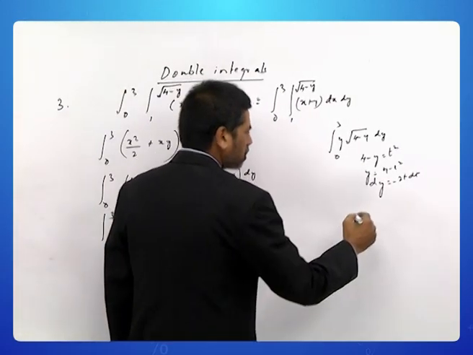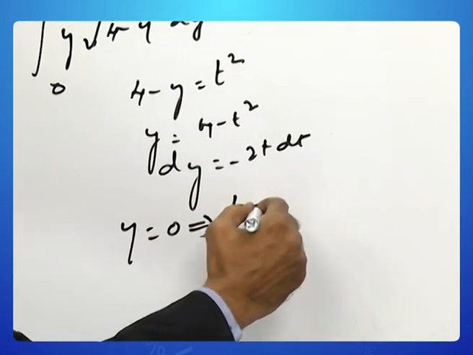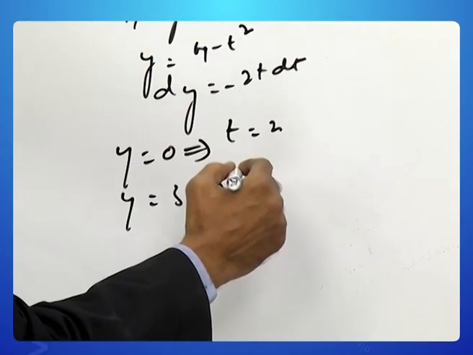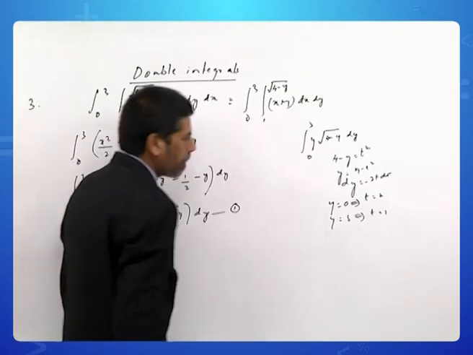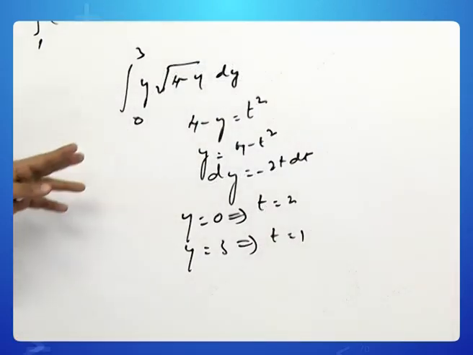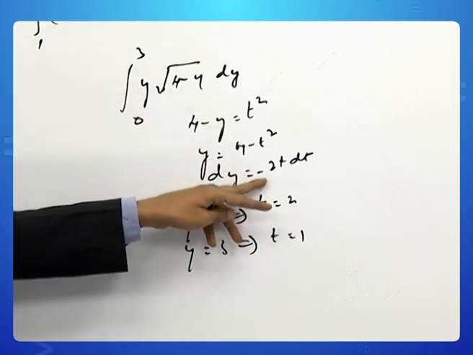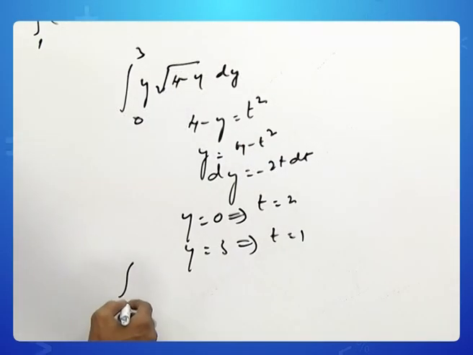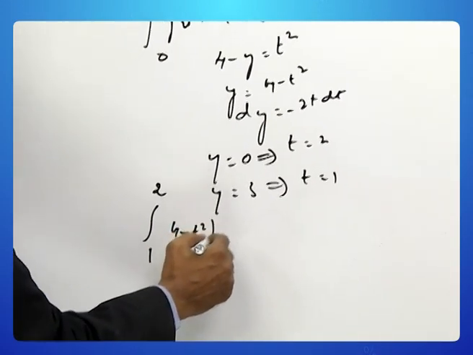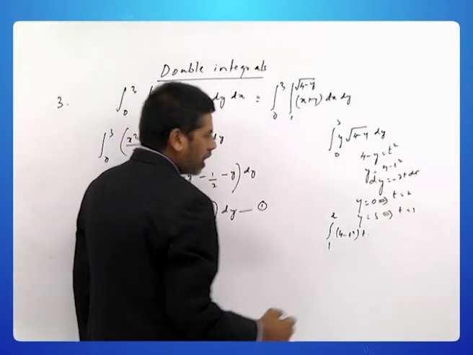Of course, limits will change. Y equal to 0 implies t square is 4, so t is 2. We'll take the positive sign. Y equal to 3 implies t square is equal to 1, so t is equal to 1. So these are the details of the substitution. We can have 2 to 1, but there is a minus sign in the derivative, so we'll interchange that and convert it to integral 1 to 2. Now y is 4 minus t square. This is now square root of t square, that is t, and then 2t dt.